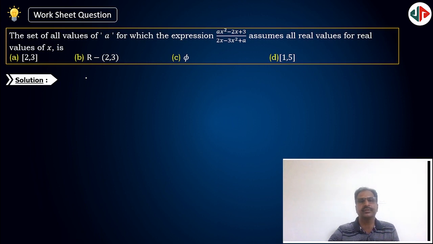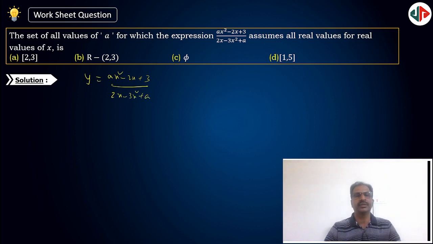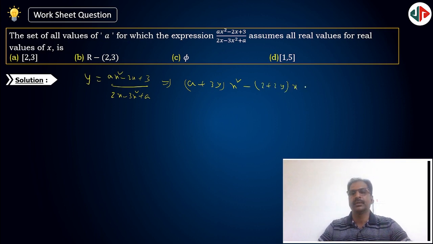Next, the set of values of a for which the expression assumes all real values for real values of x. Let us say the given expression is y. Given that the expression assumes all real values for all real values of x. Do cross multiplication and bring all the terms to one side. Then you get a quadratic expression like this: (a plus 3y) into x square minus (2 plus 2y) into x plus 3 minus ay is equal to 0.